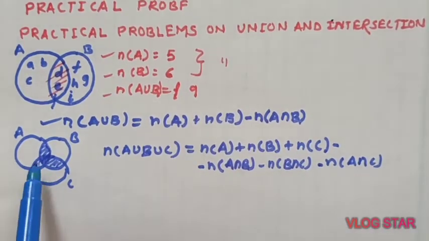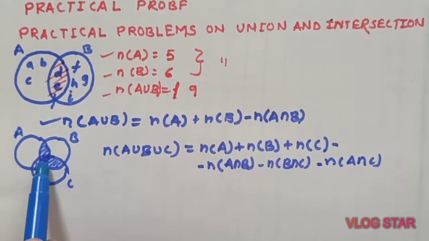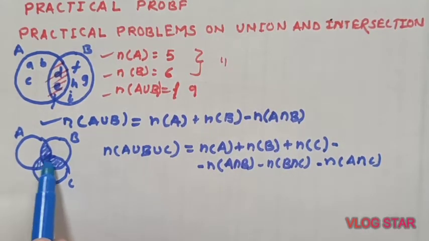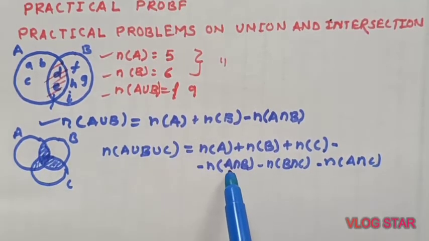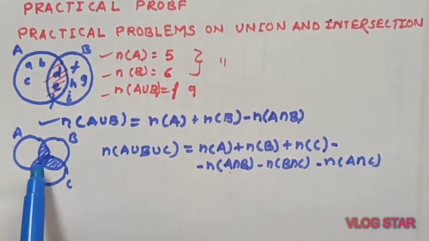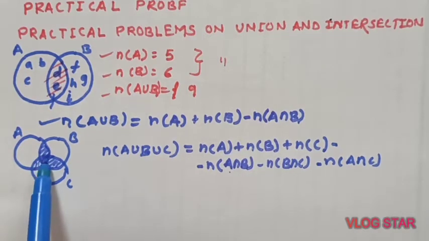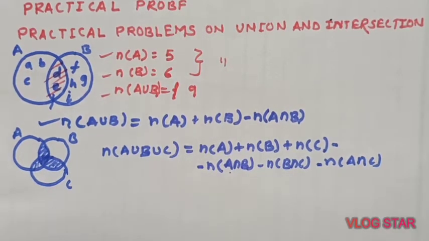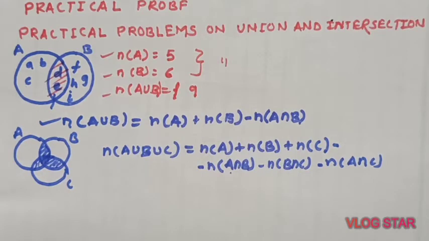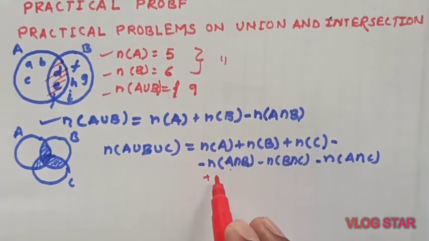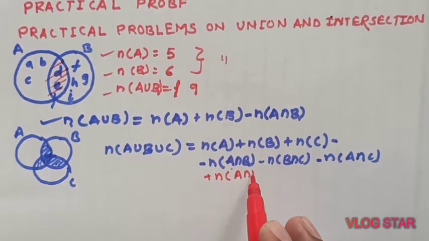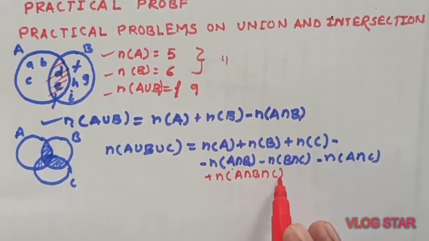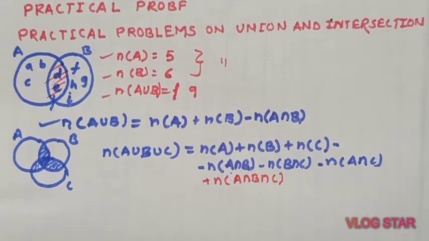But this common region of all three, the common for all three, this region is subtracted 3 times. It is subtracted here, here and here. So this region is not counted anywhere. So we have to add it again. So the common in all we have to add again. So what is the common in all? A intersection B intersection C. What is the common in all three?